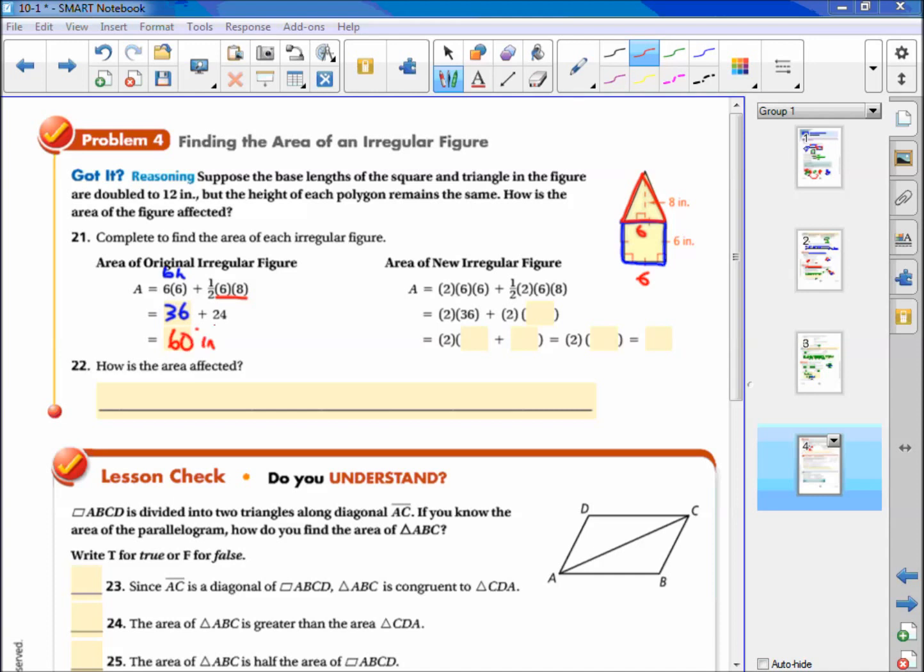Okay, and now we're saying, okay, well, what if we double the bases? All right, so we're going to kind of draw over top of this and show what's going on. So now instead of being 6 across here, we're going to make it be 12 across. Still going to have the same height. So now instead of being a square, it's a rectangle.